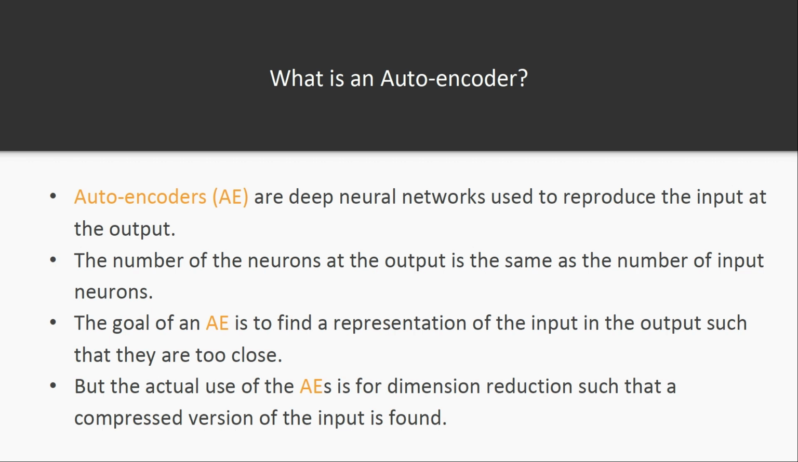Autoencoders are deep neural networks used to reproduce the input at the output. Thus, the number of the outputs must be the same as the number of the inputs. The goal of an autoencoder is finding a representation of the input in the output such that they are very close to each other. But the actual use of an autoencoder is for dimensionality reduction, such that a compressed version of the input is found and the most important features are extracted in the hidden layer. The number of the features that we would like to have is optional, and it actually depends on the problem that we are trying to solve.